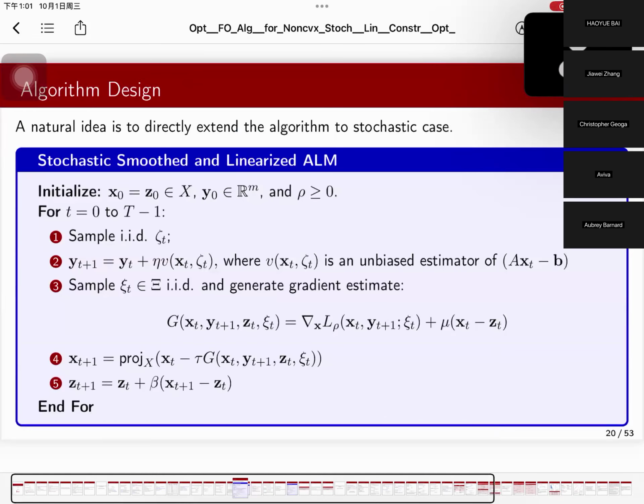So previously, we discussed the deterministic case. A natural idea is to directly extend this algorithm to solve the stochastic problem. Like the following, we use this kind of algorithm. Just randomly pick some sample and do stochastic gradient projection on x and stochastic gradient descent on y.